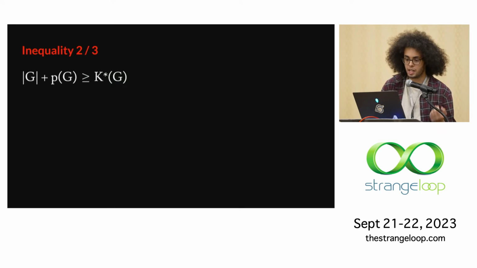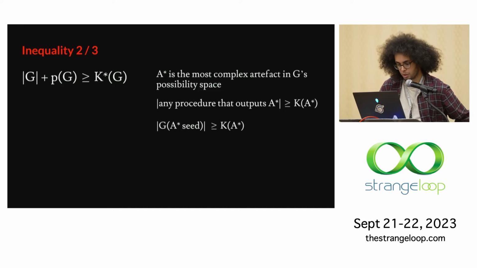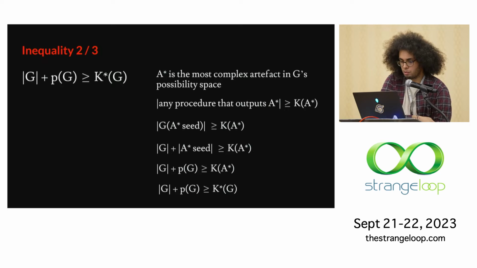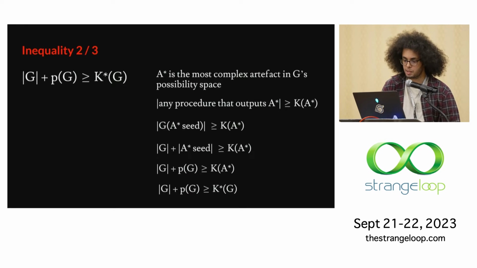Inequality number 2: the size of G plus little p of G is bigger than the complexity of the most complex artifacts. Again, just going to show the steps for YouTube, but here the argument is, again, simple. We just use the definition of complexity. Complexity is the length of the shortest program that can be used to define one artifact, and using G and giving the right inputs is a program that can output this artifact. So G plus the input is bigger than the complexity, and because our generator is ideal, there's as many inputs as outputs, so we can make a link between inputs and the number of things in the possibility space.